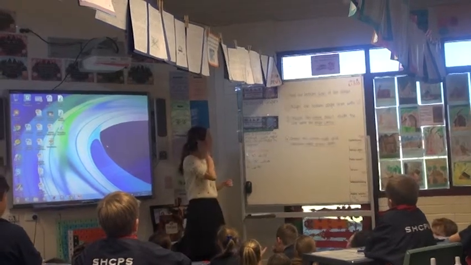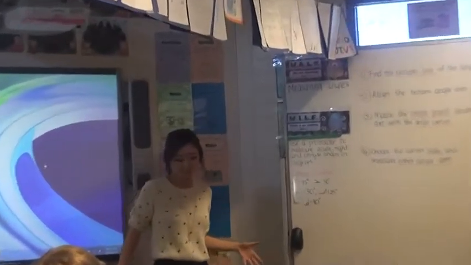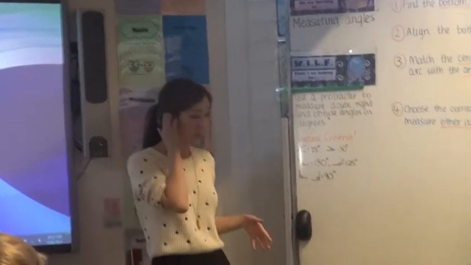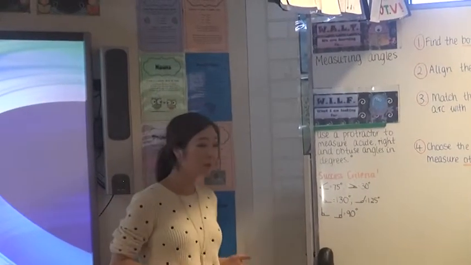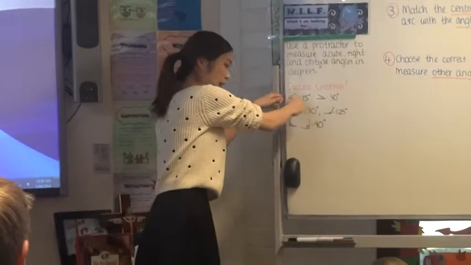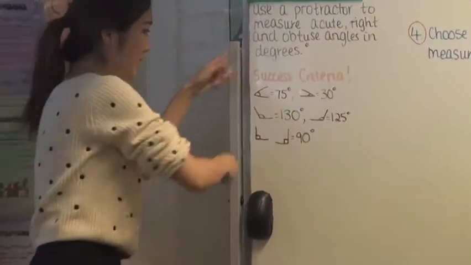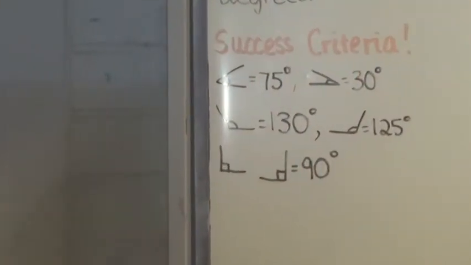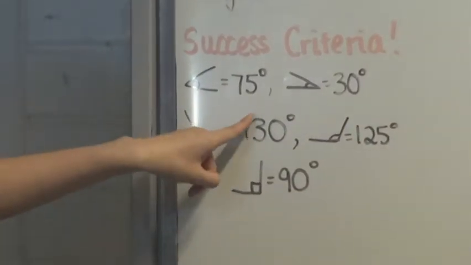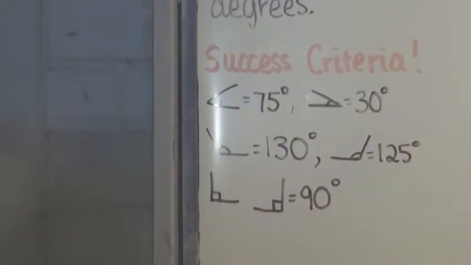Okay? Now, in order to know if you've had a successful lesson, this is a little bit of a sneak preview. By the end of the lesson, you'll most probably be able to use your protractor to measure this kind of angle and identify, yep, that's an acute angle, measure the angle arms, and tell me that it was 75 degrees.